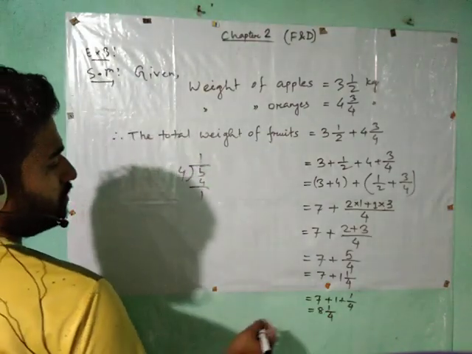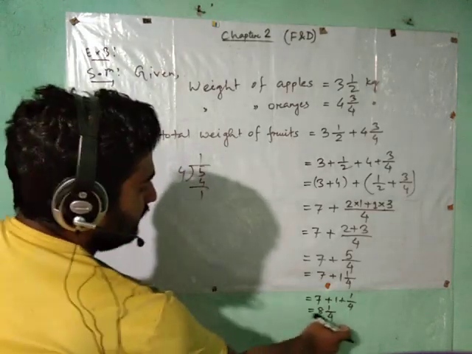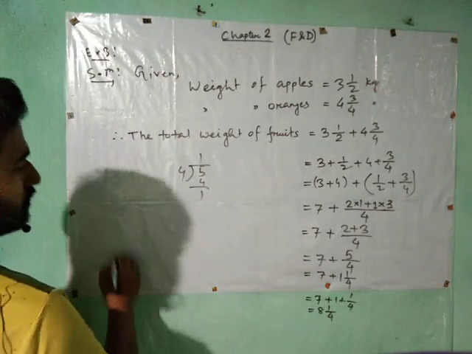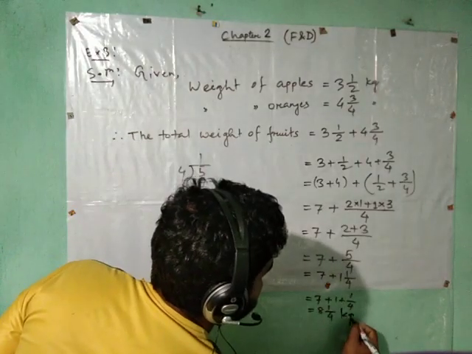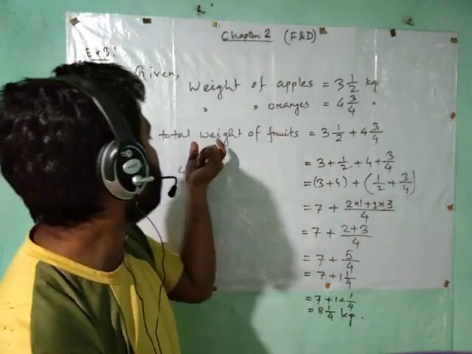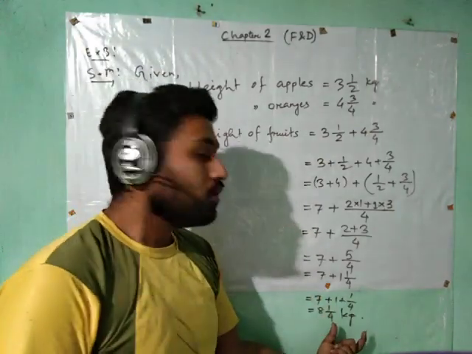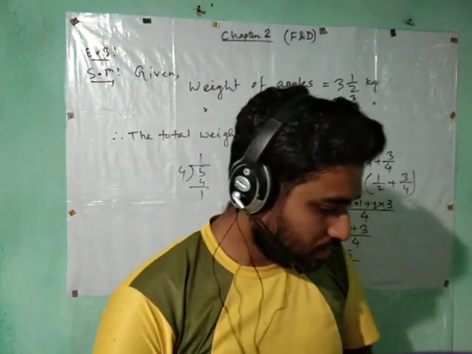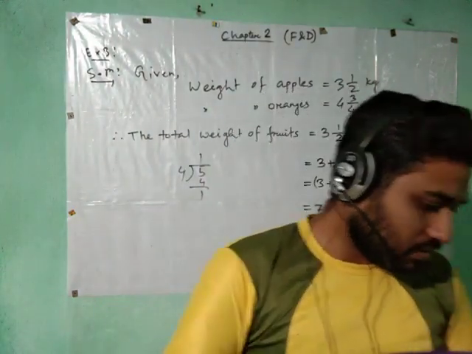But after this you write whatever I will write here. Okay, you can just simply put kg here, because kg is very necessary, because it is what? Weight of fruits. So the kg is the weight. Now we will do the next.